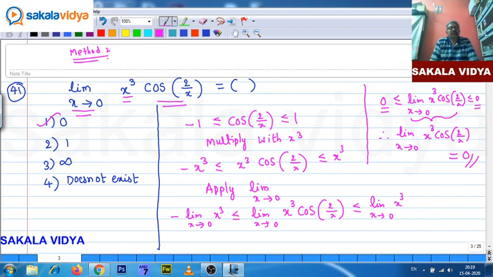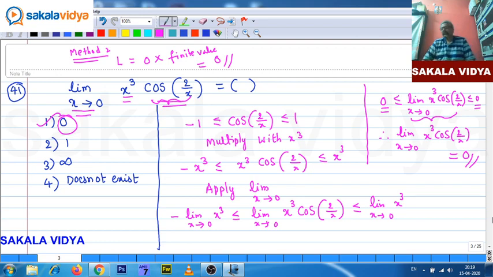Here x cube is the required limit, say L is equal to the required limit, x cube into 0 into cos of 2x. For any real value, the cos of 2x lies between minus 1 and 1, that is a finite value. So, 0 into something finite is 0, the answer is 0. Yes, Hari Krishna, it is not sandwich rule, that is the sandwich theorem we have, or squeeze principle.